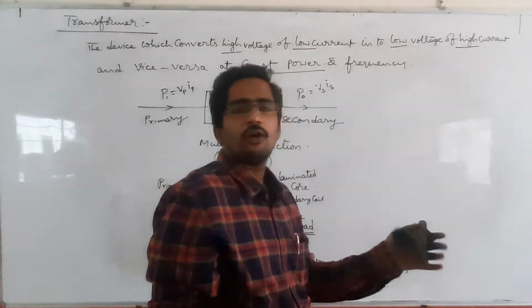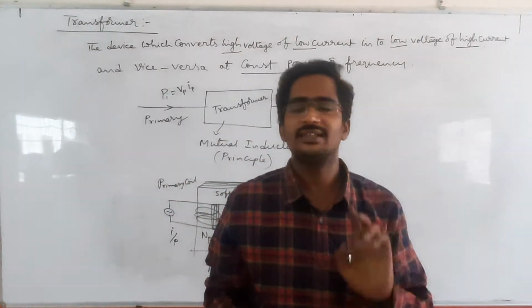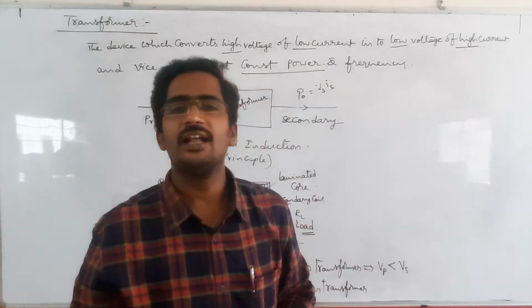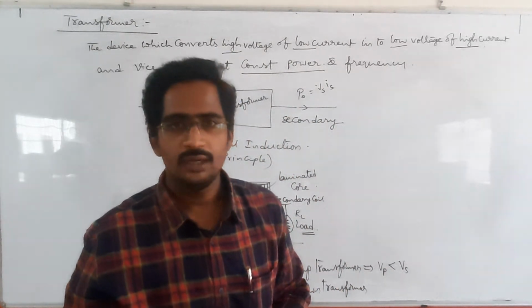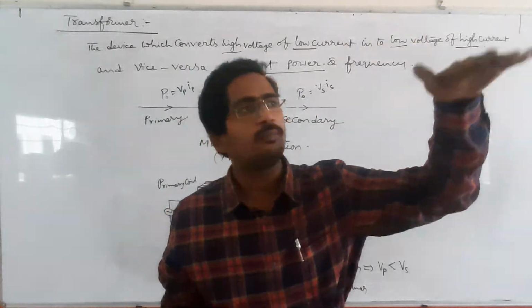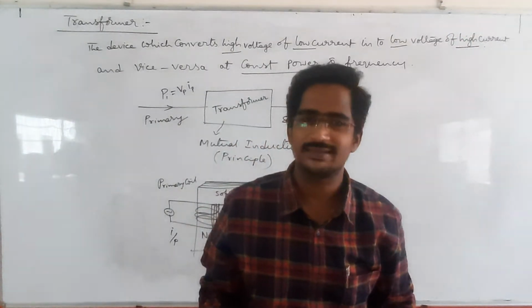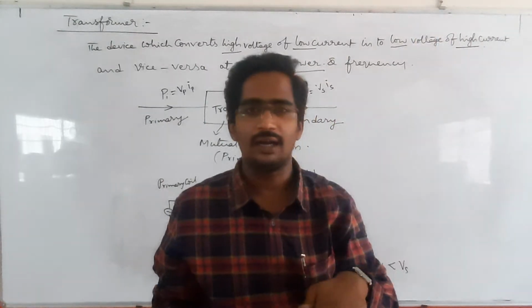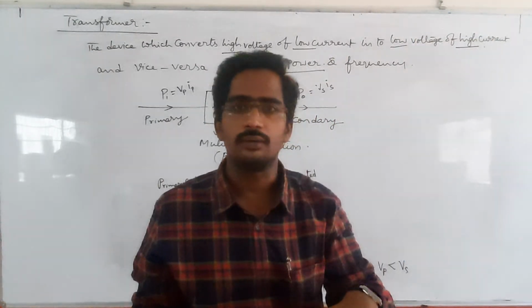For example, in our home, a bed lamp is there. In that lamp, which transformer are we using? Step down. Because we need to reduce the voltage level from 240 to some 10 volts. 240 to 10, step down.